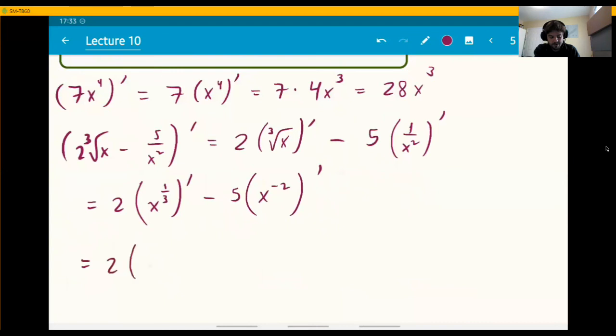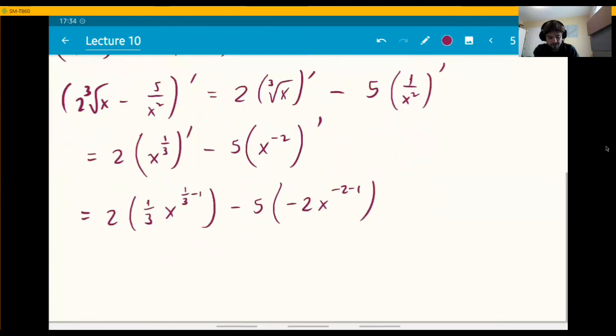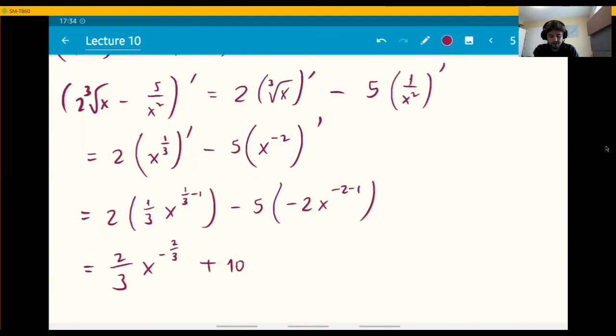The derivative of x to the 1/3 is 1/3 x to the 1/3 minus 1. And the derivative of x to the minus 2 is minus 2 x to the minus 2 minus 1. That's the power rule. Let's just simplify this now. 2 times 1/3, 2/3. x to the 1/3 minus 1 is minus 2/3. Now minus 5 times minus 2 is plus 10. And this is x to the minus 3.